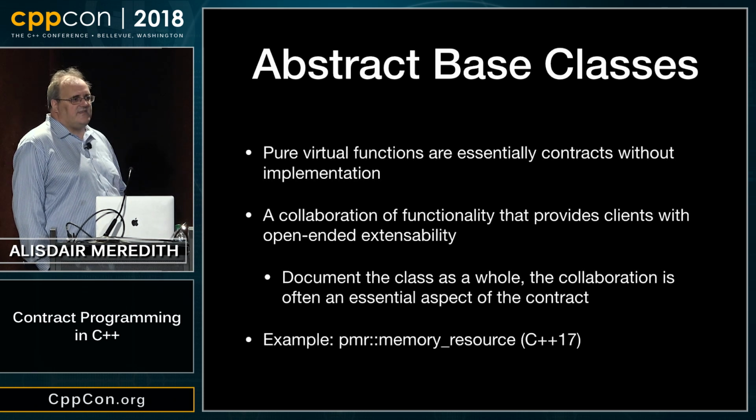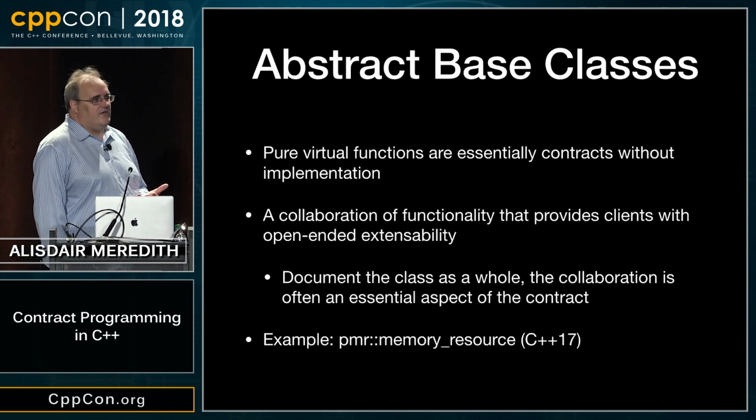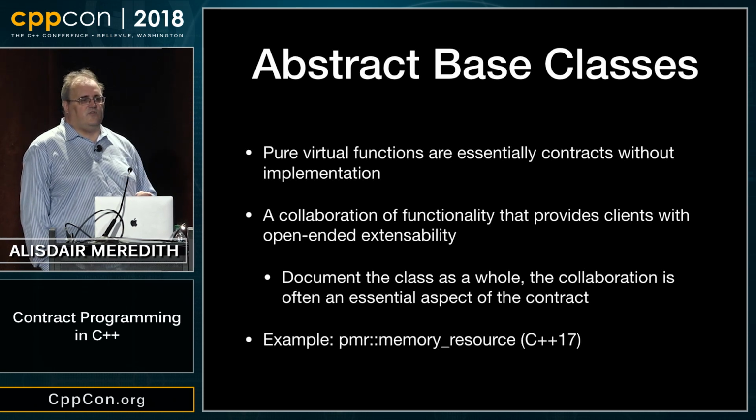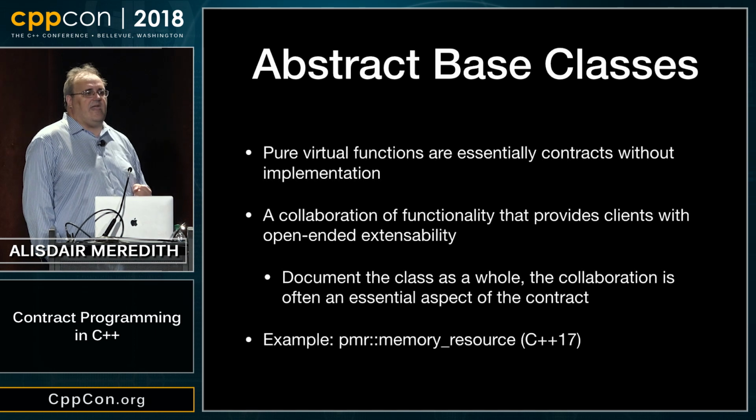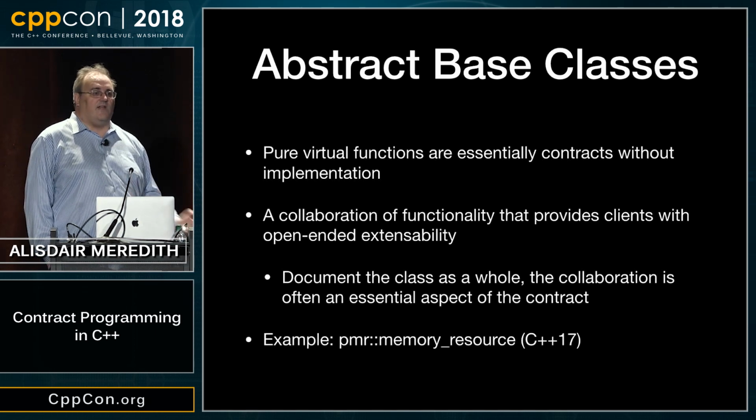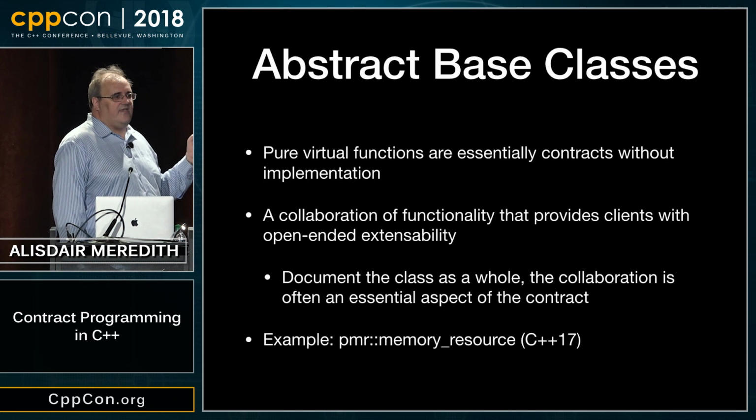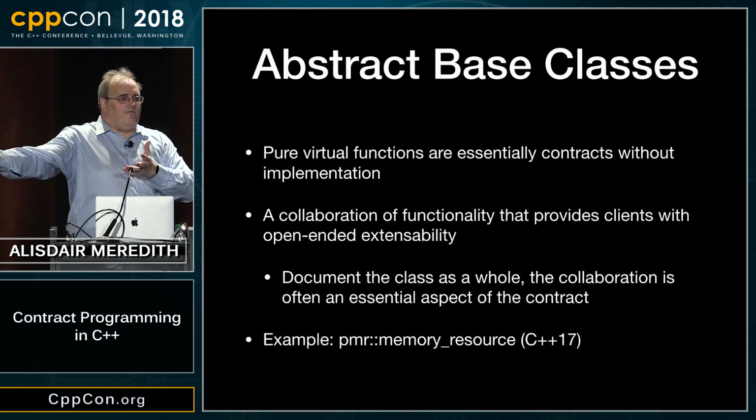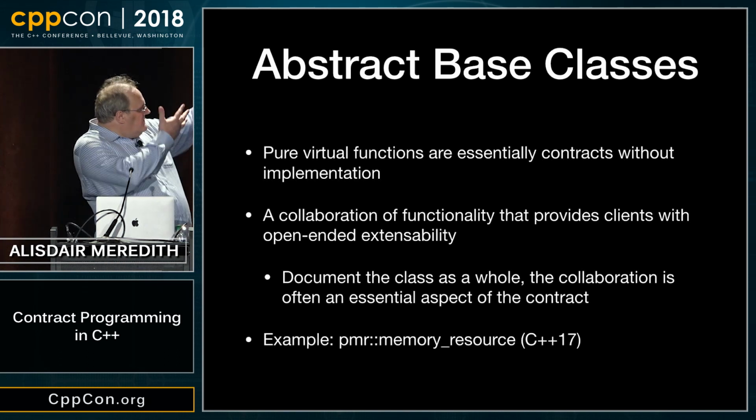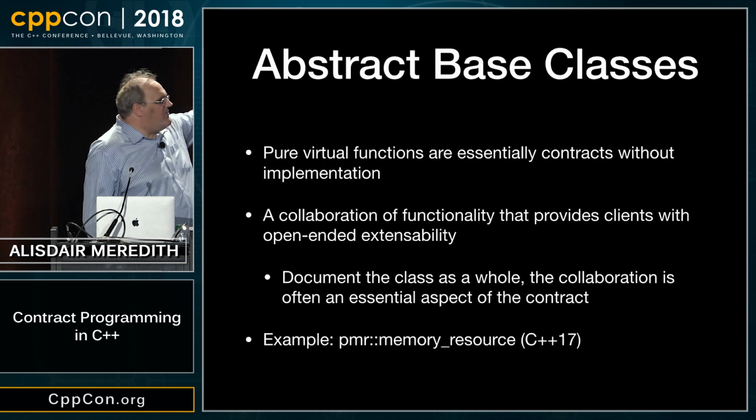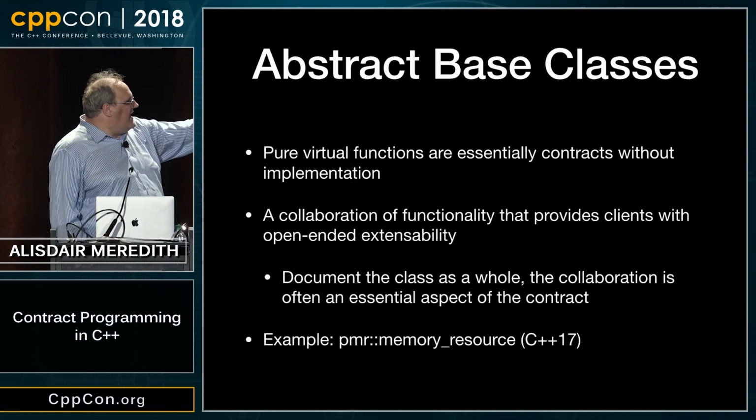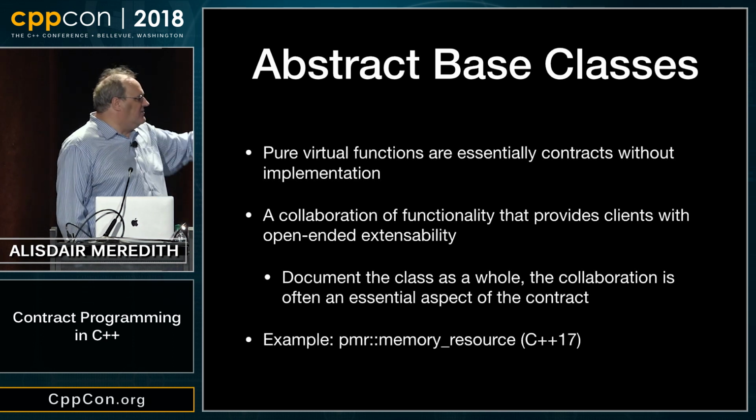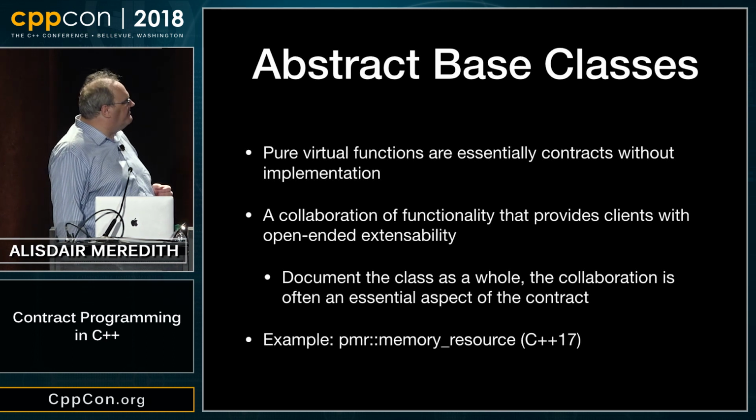And abstract base classes are an extension of the notion of virtual functions. This is just a common idiom to say we've distilled our contract down to as simple and primitive as it can be. I've not actually got an implementation behind this function. All I've got is the contract, and this is my mechanism to pass you a contract: you either give me something that fulfills that and I can use it, or we can plug in these extension points quite handily. My example here comes from C++17, the PMR memory resource, in order to better support allocation.